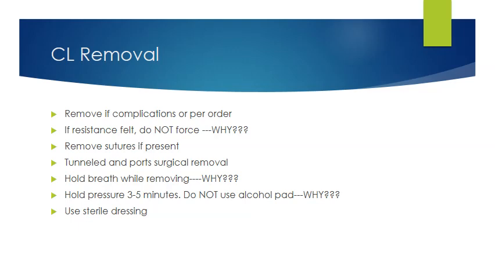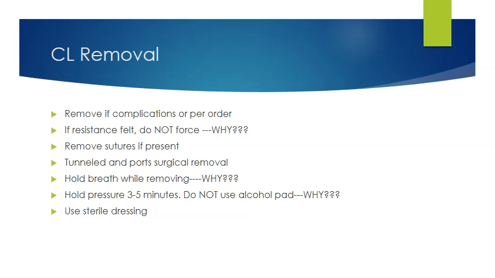So if you're removing those and you meet resistance, don't force it. So think about that. Why? Why do you not want to force the line out? I hope that you answered my why question and that you came back with this. If you apply force, you could actually cause the catheter to break or shear off, and then it could embolize to the heart and the lungs, and that would be bad. So if you feel resistance, then definitely do not force it.